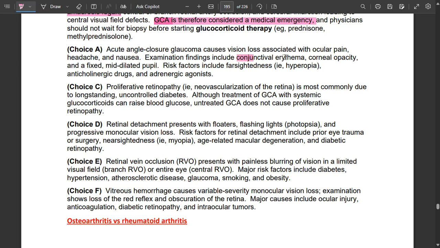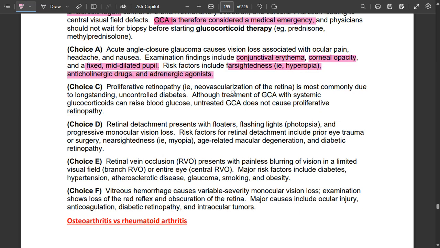Acute angle closure glaucoma causes vision loss, ocular pain, headache, and nausea. Examination findings include conjunctival erythema, so the conjunctiva becomes red, corneal opacity can occur, and fixed mid-dilated pupils can also be seen. Acute angle closure glaucoma risk factors include farsightedness, so hyperopia. Myopia means nearsightedness, meaning a bigger eyeball, while hyperopia means a smaller eyeball. So farsightedness can cause acute glaucoma. Anticholinergic drugs can lead to it, as can adrenergic agonist drugs. So these two can also cause acute angle closure glaucoma.